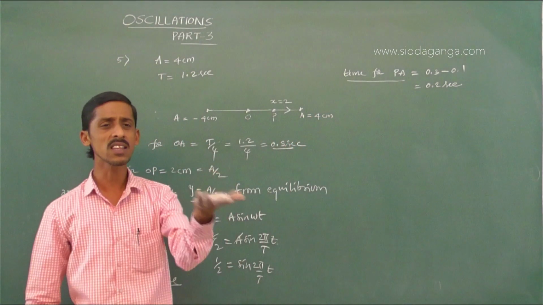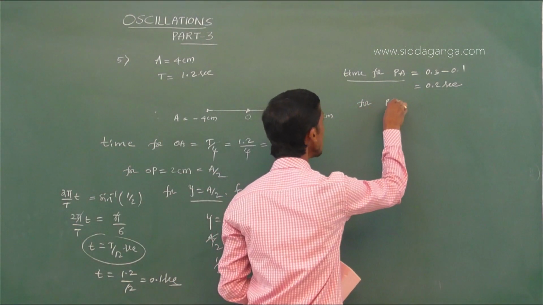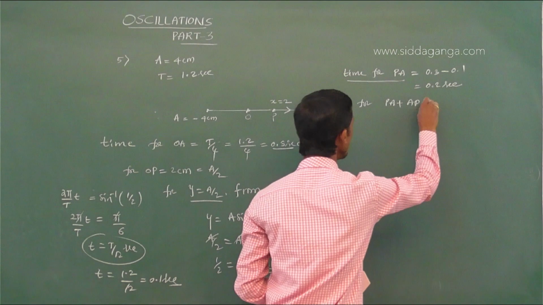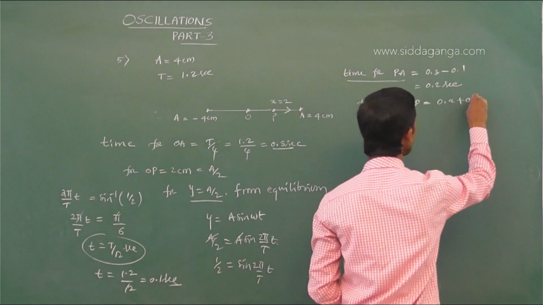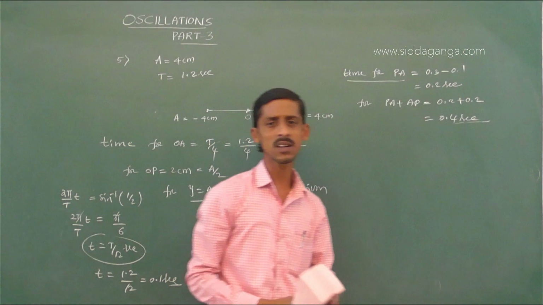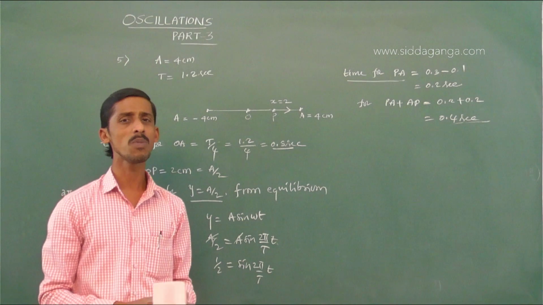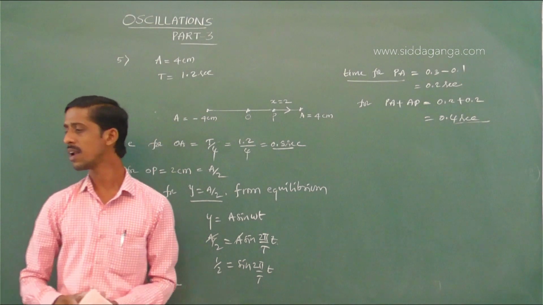Back again, the question says. So for PA plus AP is equal to 0.2 plus 0.2, that is equal to 0.4. 0.2 plus 0.2, totally 0.4 seconds.